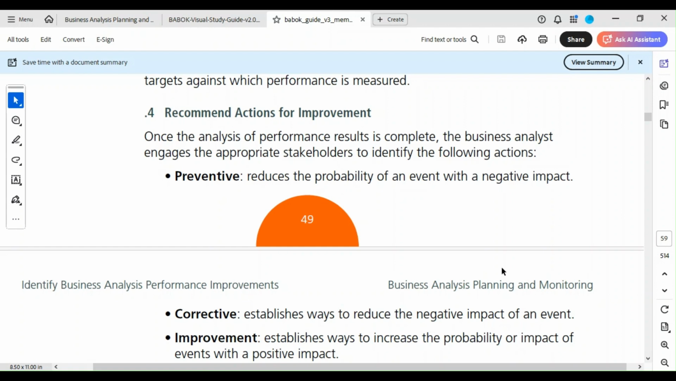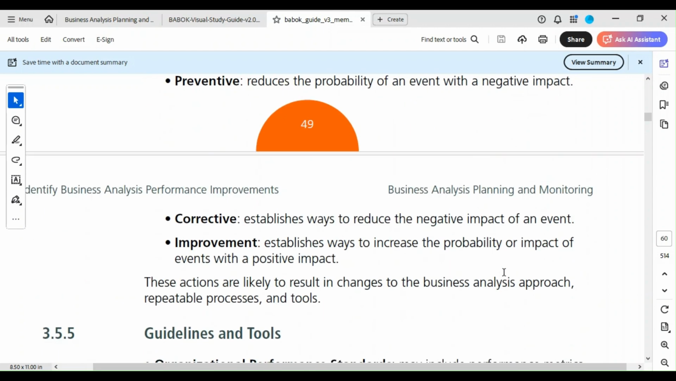So before we go, let me take this again so that I don't confuse you. Once the analysis of performance result is complete, the business analyst engages the appropriate stakeholders to identify the following actions. Preventive: reduces the probability of an event with a negative impact.